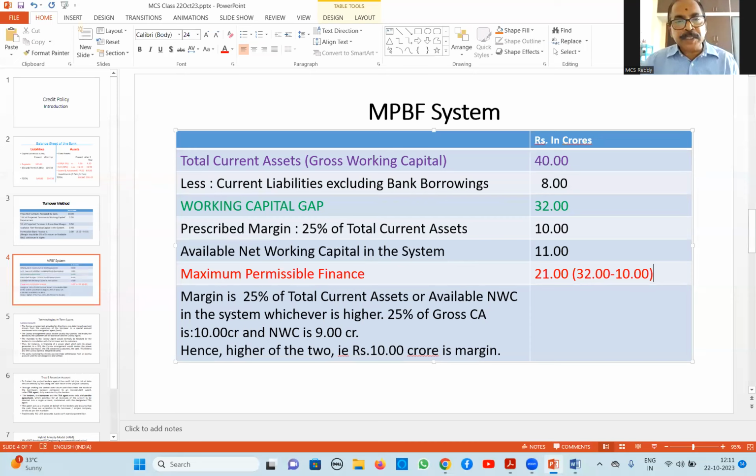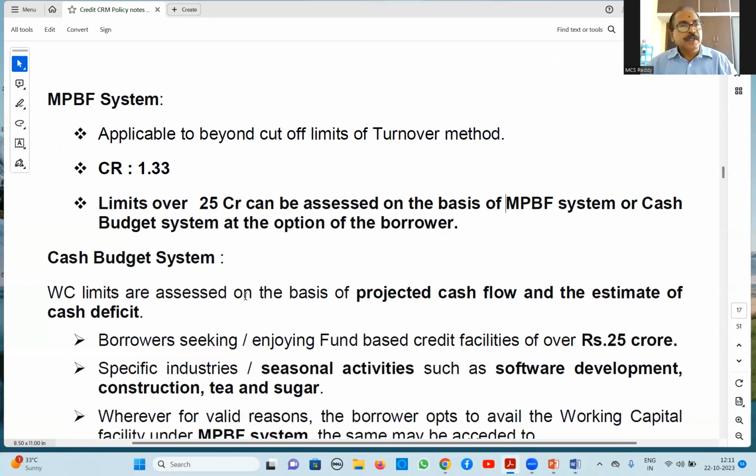Margin is 25% of total current assets or the available net working capital in the system, whichever is higher, that is margin. Here 25% of gross current assets is 10 crore. Net working capital, earlier I mentioned 9 crore. Hence we will take, suppose net working capital is 11 crore. This will be deducted from the gap. Then 21 crores only will be the maximum permissible bank finance. This is called the maximum permissible bank finance system, MPBF system, right?